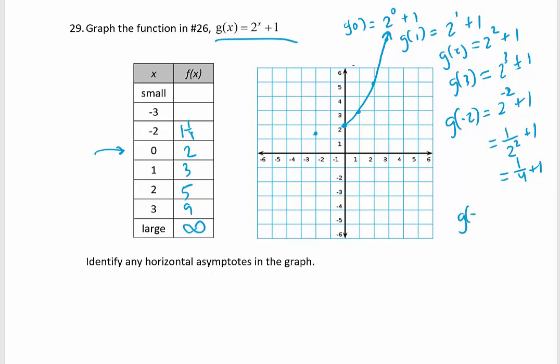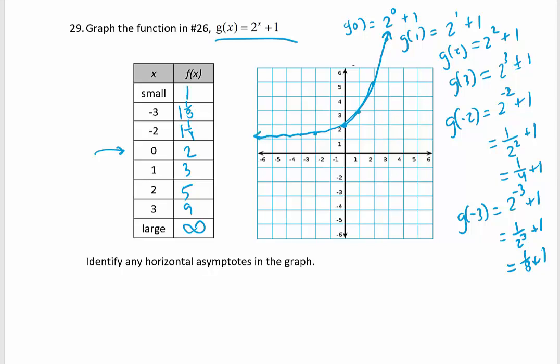When I take g of negative 3, that's going to be 1 over 2 to the third. Well, 2 to the third is 8, so that's going to be 1/8 plus 1, or 1 and 1/8. And you can see what's happening here is we're approaching 1. As this graph goes, we're getting smaller and smaller. These fractions are going to keep getting smaller, but they're not going to go to 0. So we're going to approach 1 here.